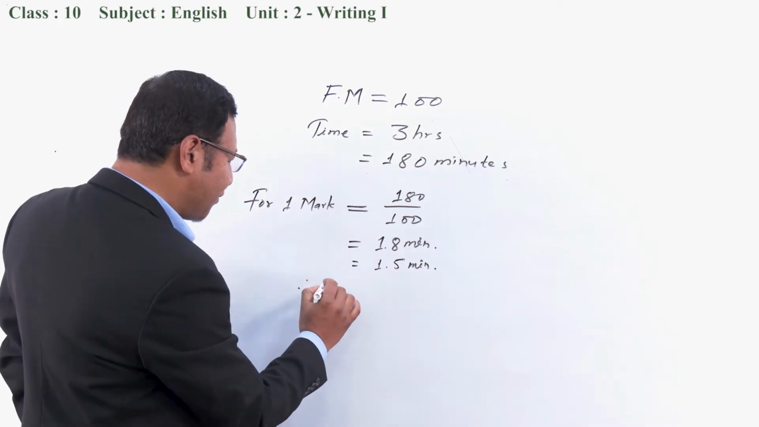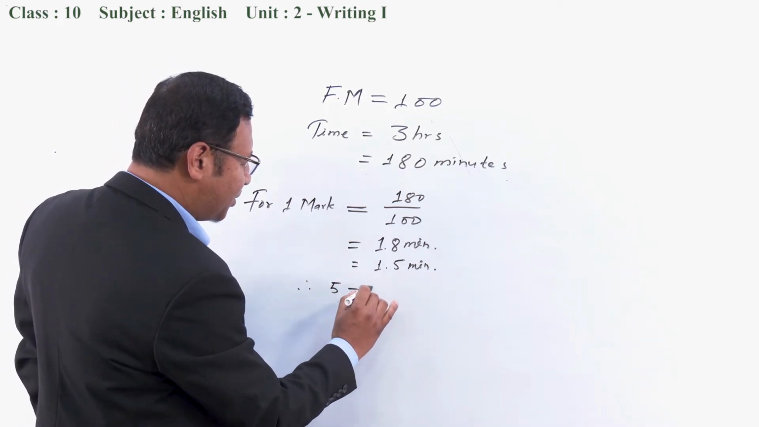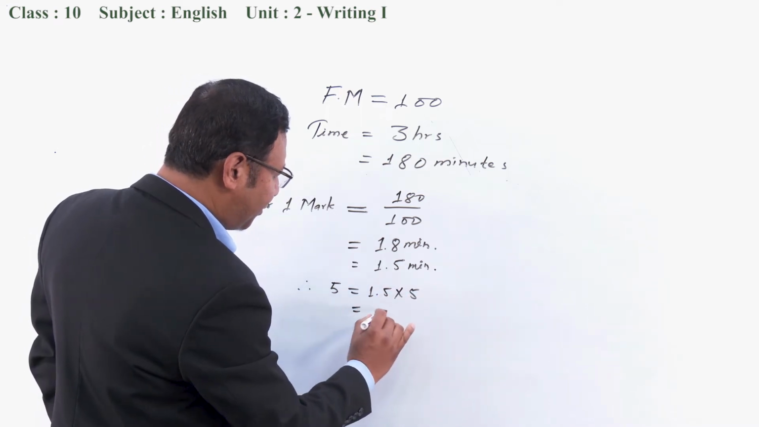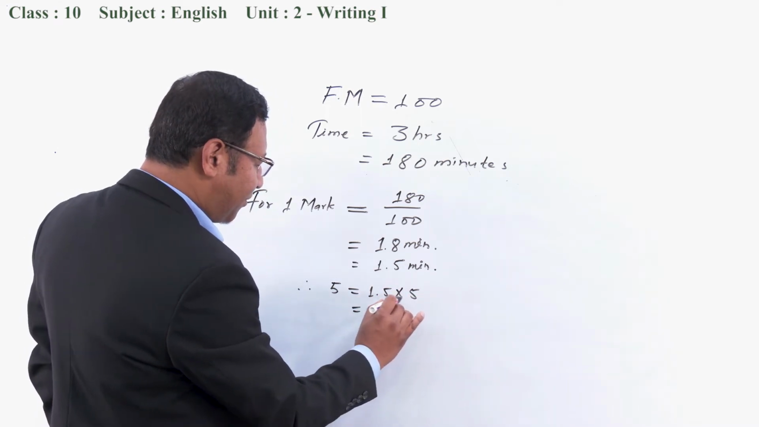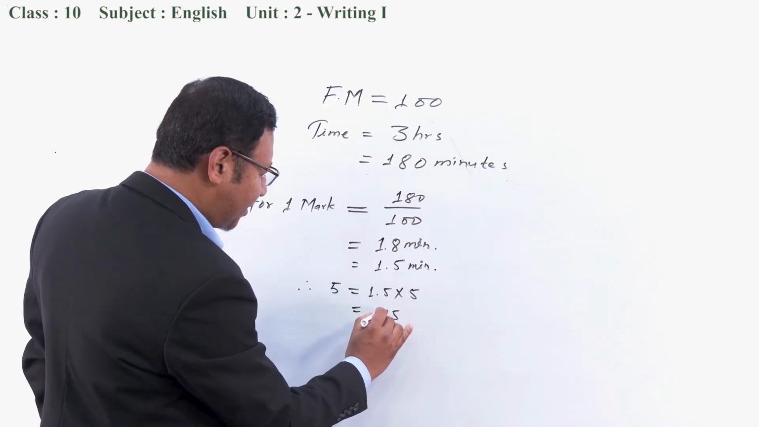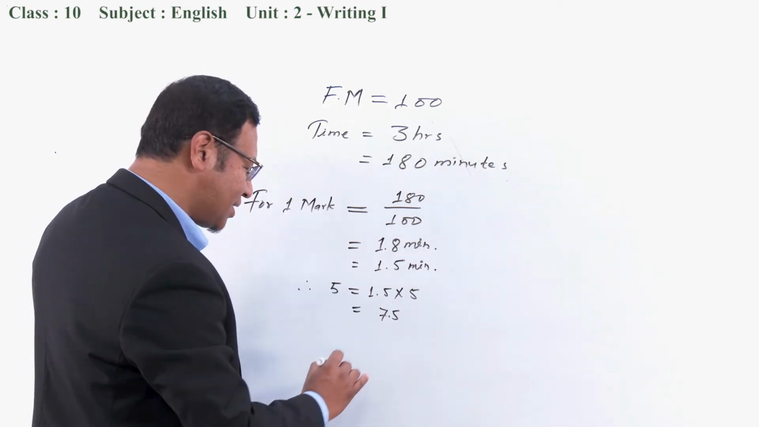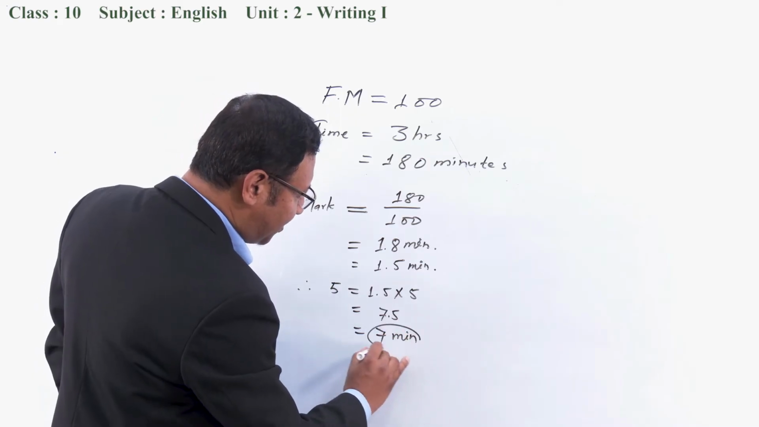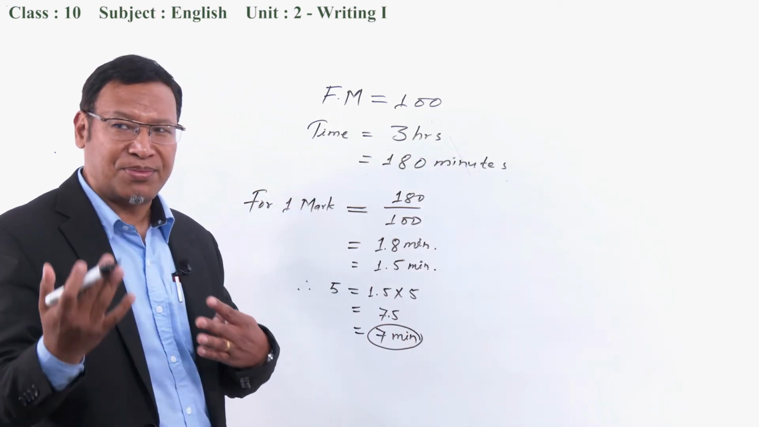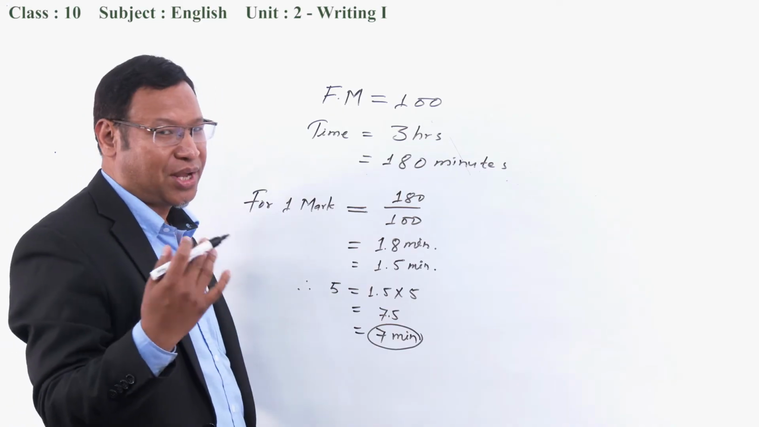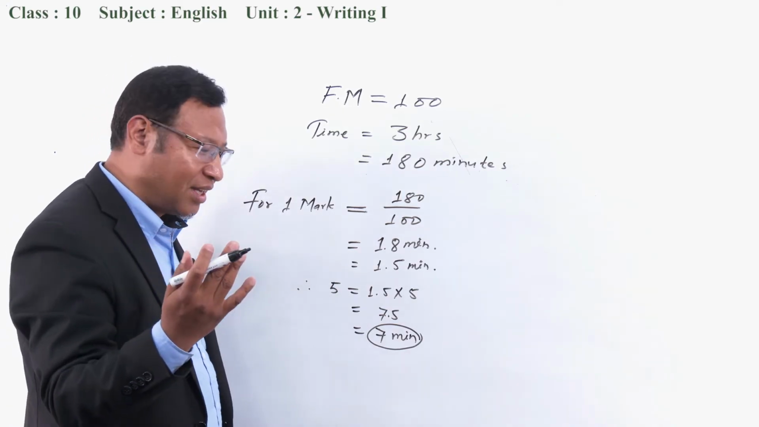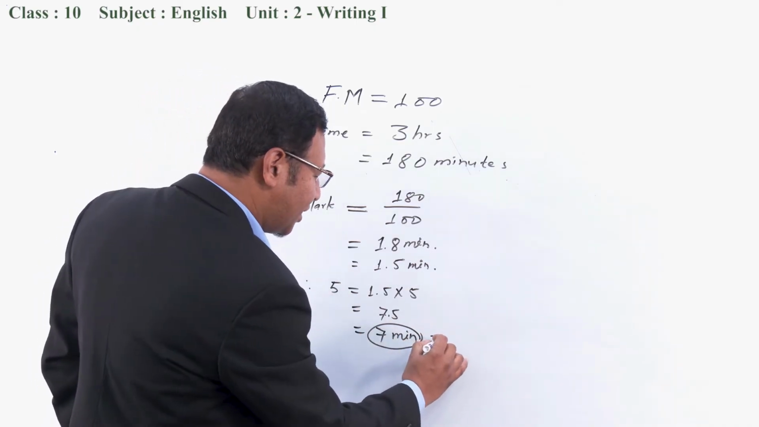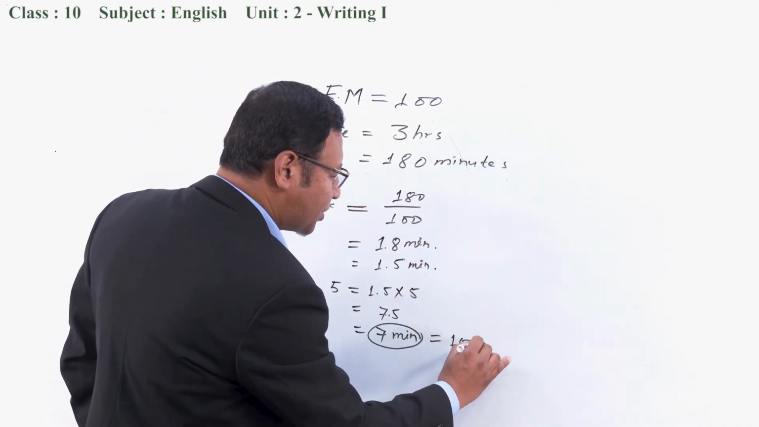So 5 marks writing is equal to 1.5 into 5, okay? So that gives you 5 5s are 25, 5 1s are 5, 6, 7.5 minutes, that also makes 7 minutes, okay? So within 7 minutes you have to practice, you have to write your answer. And what you have to remember is within 7 minutes, there must be at least 100 words, okay?